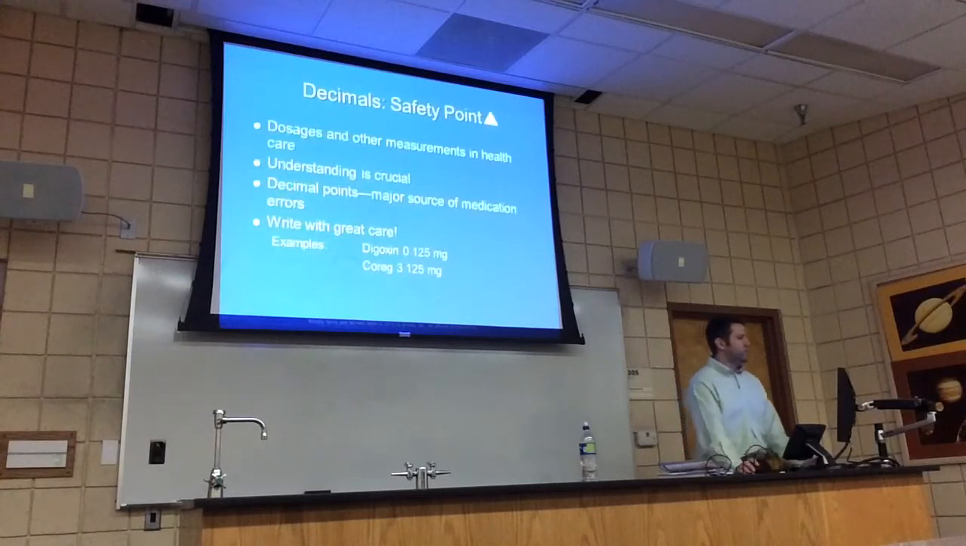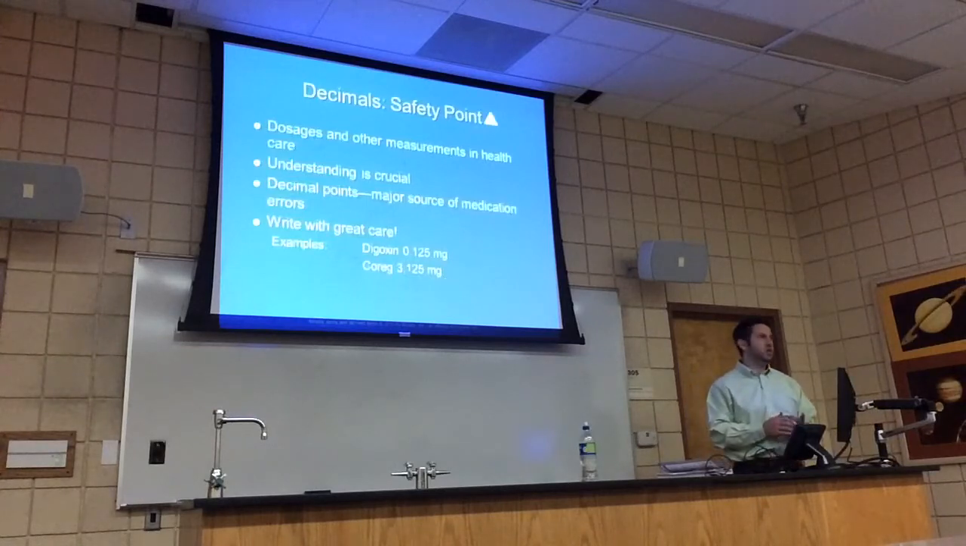So decimal points are one of the major sources of medication errors. Case in point, we have digoxin here, 0.125 milligrams, okay? Or 125 micrograms. If I move that decimal place anywhere, it changes the dose significantly. So if I move it to the right, it would make it 1.25 milligrams, which would be 10 times the dose. Digoxin at 10 times the dose causes digoxin toxicity and could kill your patient, right?